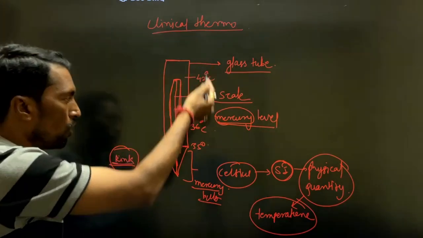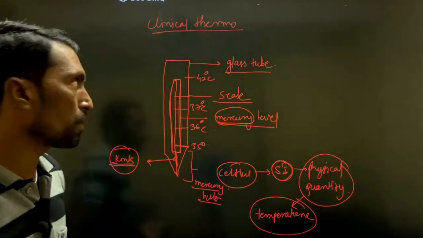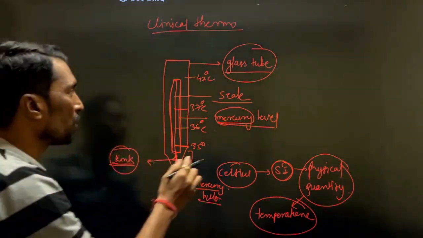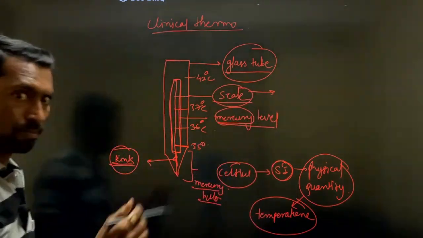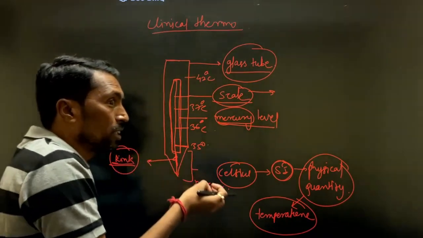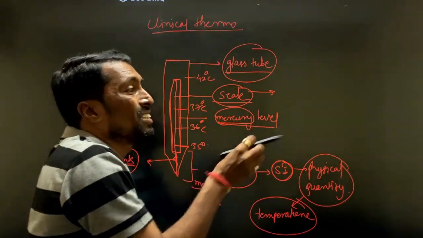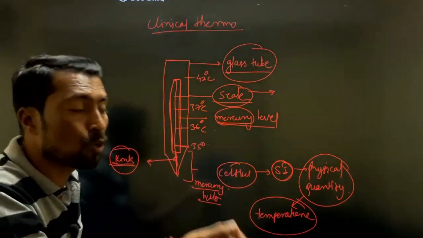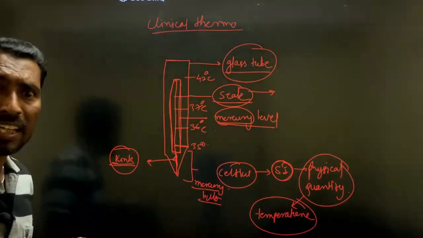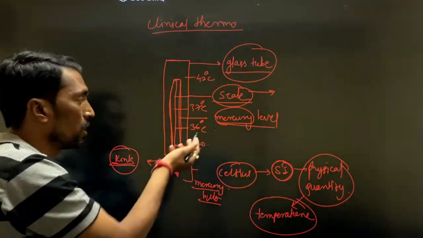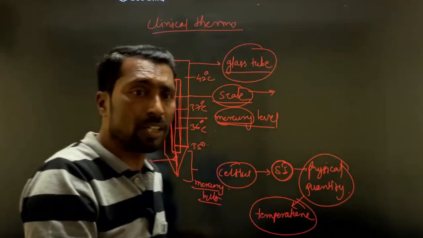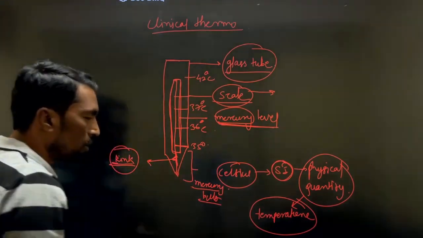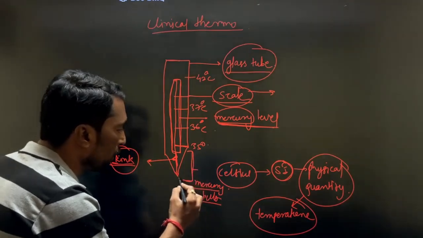What are the functions of these different parts of the clinical thermometer? First is the glass tube. It consists of a narrow, uniform glass tube. Another one is the scale. Scale is for measuring the temperature, how hot or cold the object is, or how much temperature it has. From the scale we can find out whether it is 35 degrees Celsius, 36, 37, 38, 39, 40. This is the scale. Another is the mercury level, and the last one is called the mercury bulb.